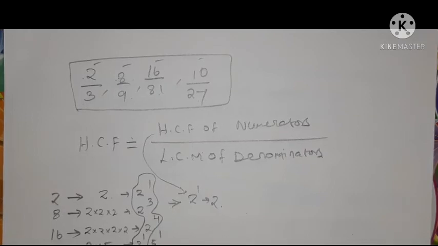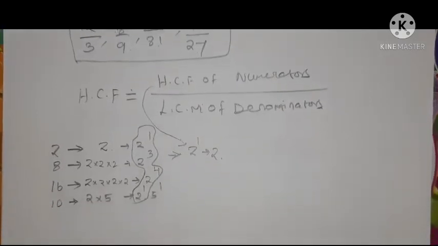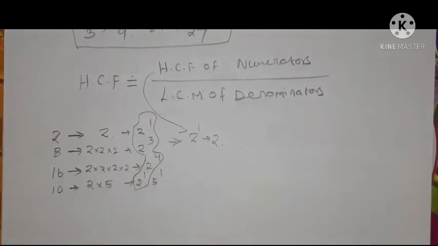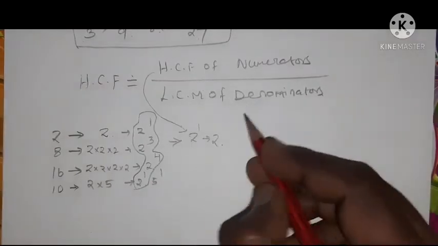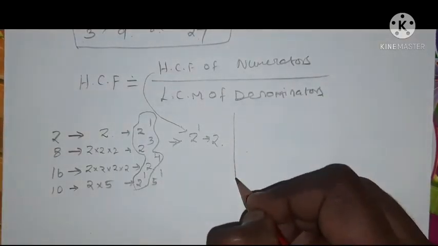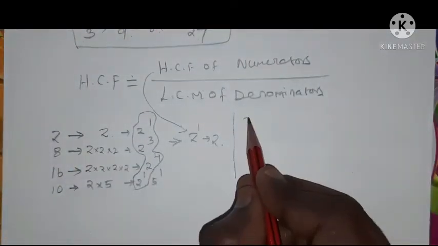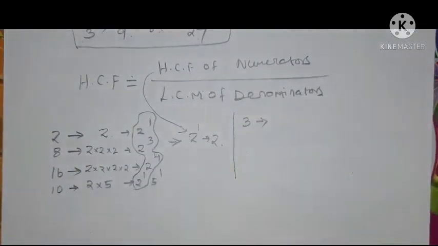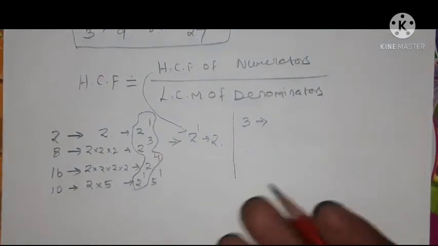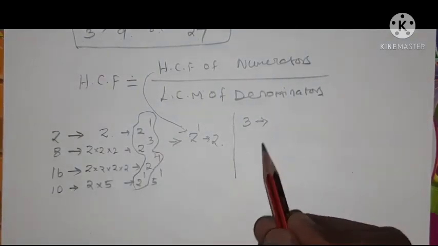Now what we need to do? Now we need to calculate the LCM of the denominators. So how do you find the LCM? We know very well, the denominators are 3, 9, 81 and 27. Because I have chosen the factorization method, it will be a bit easy. So the factorization method we are doing here.